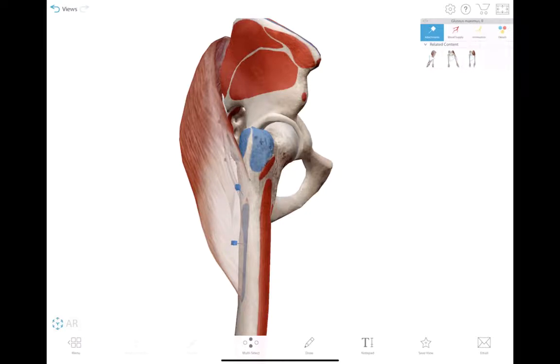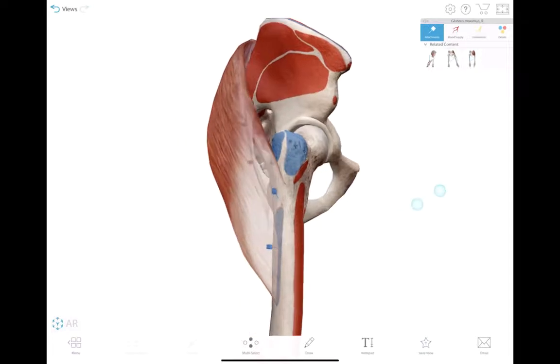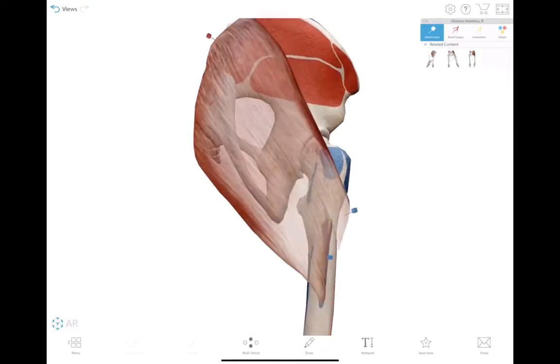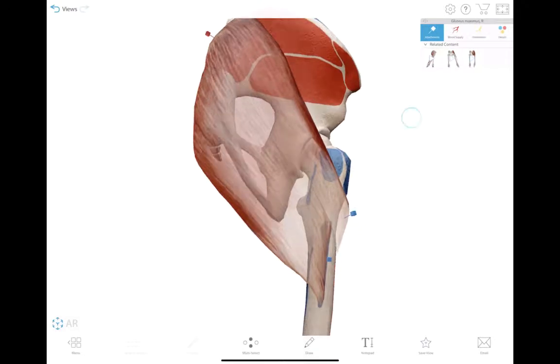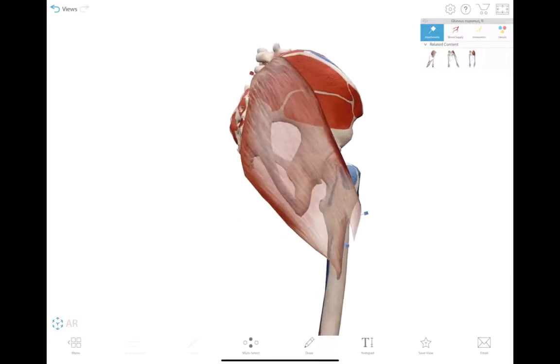And so the gluteus maximus is going to laterally rotate the hip. So you can kind of see that. If it contracts, it's going to rotate that hip laterally. And it's also going to extend the hip. So it'll pull that leg backwards, causing hip extension. Okay.